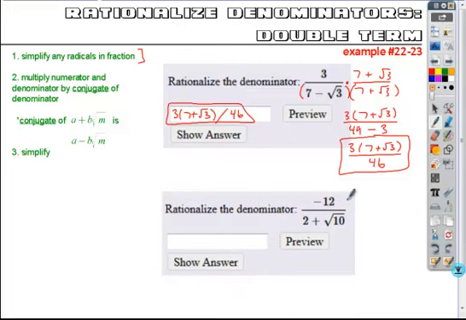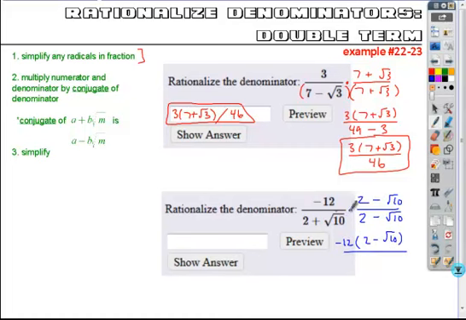We look at this second example here. We recognize we have a double term denominator with a radical. We need to rationalize to get that radical out, so we're going to multiply the top and bottom by the conjugate of the denominator. So it's going to be the same two terms, 2 and root 10, opposite sign between, minus. So in the numerator we get negative 12 times 2 minus root 10.